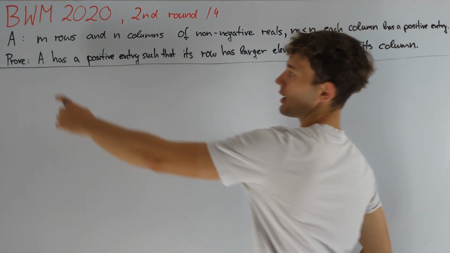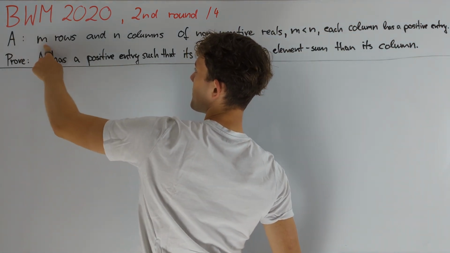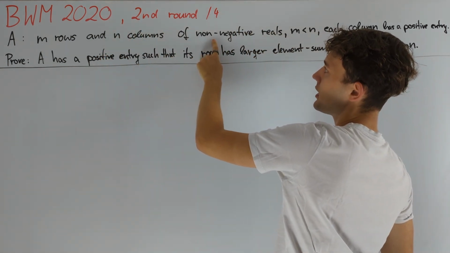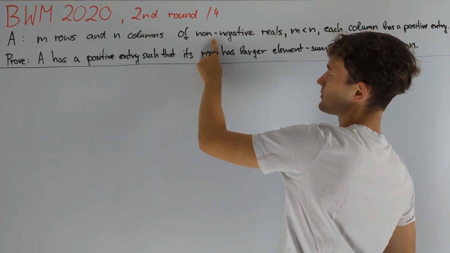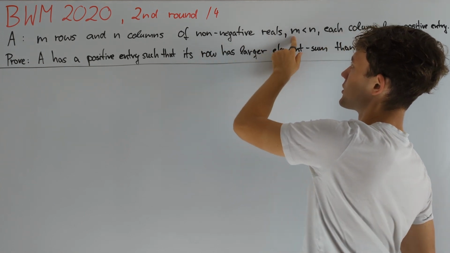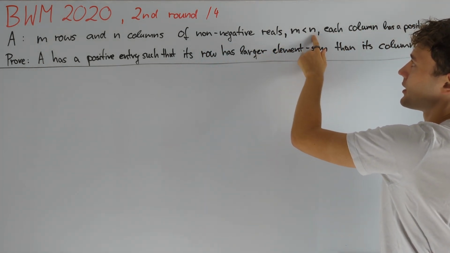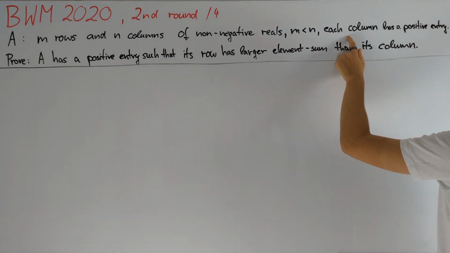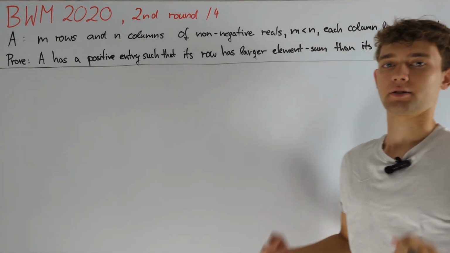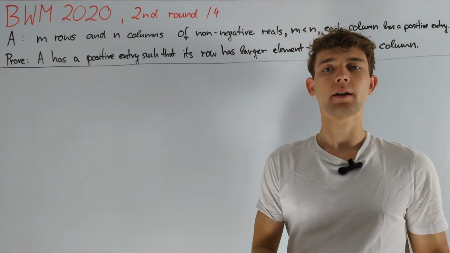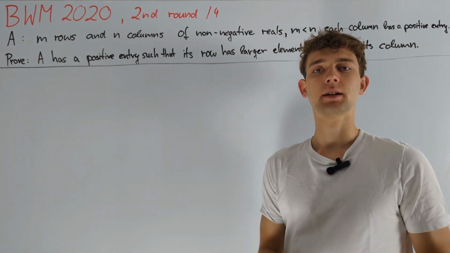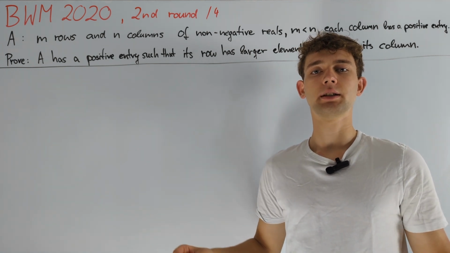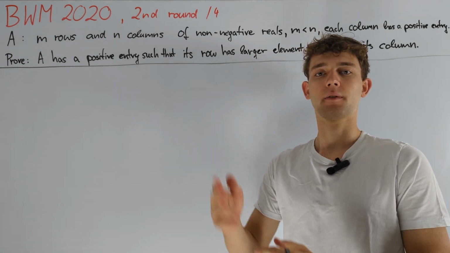We are given a table A consisting of m rows and n columns, where the entries of the table are non-negative real numbers. Moreover, we assume that the number of rows is strictly smaller than the number of columns of A, and that in each column of A we can find at least one positive entry. We are asked to prove that we can find a positive element of A such that the sum of elements of its row is strictly larger than the sum of elements of that column.